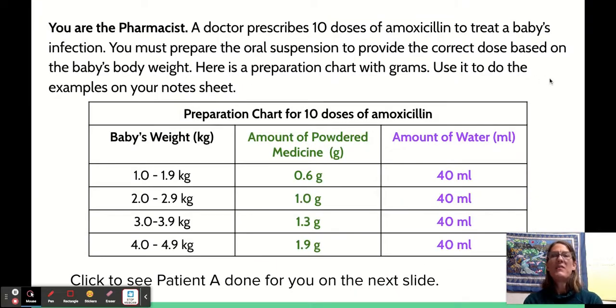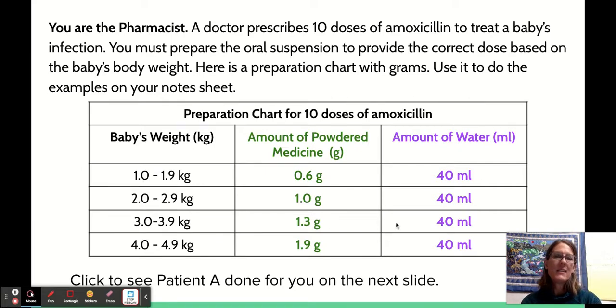So you are the pharmacist. A doctor prescribes 10 doses of amoxicillin to treat a baby's infection. You must prepare the oral suspension to provide the correct dose based on the baby's body weight. Here's a preparation chart with grams. Use it to do the examples on your note sheet.